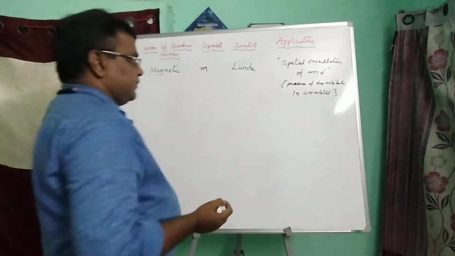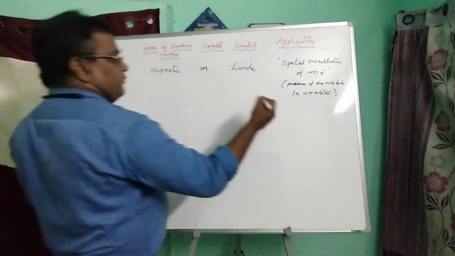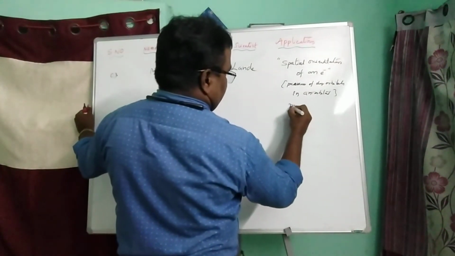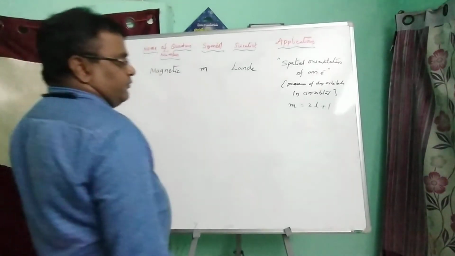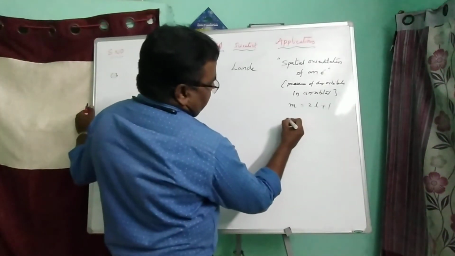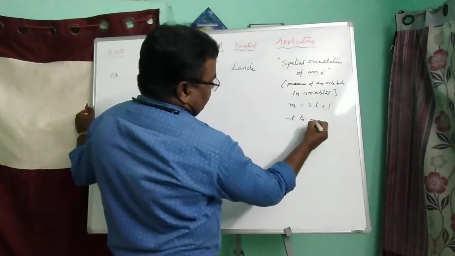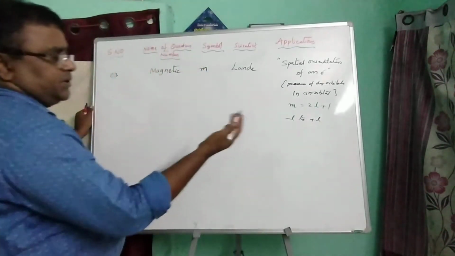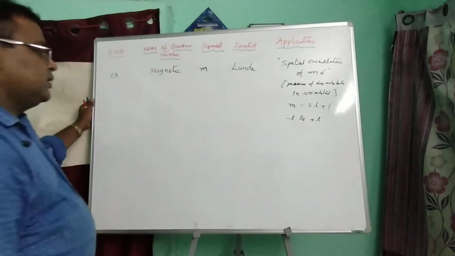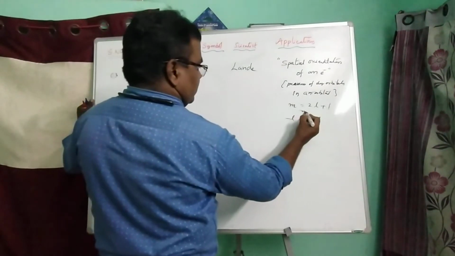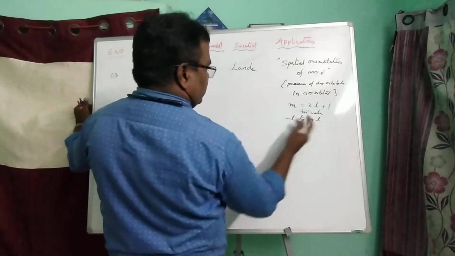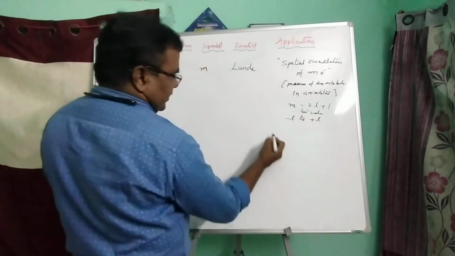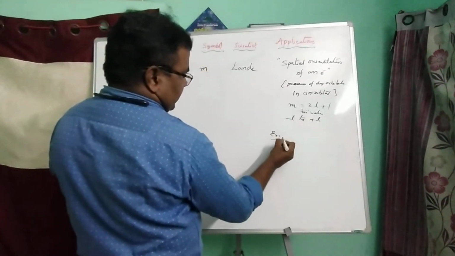Let me explain one by one. The m value depends on l. M is equal to 2l plus 1. M values run from minus l to plus l. For example 1.